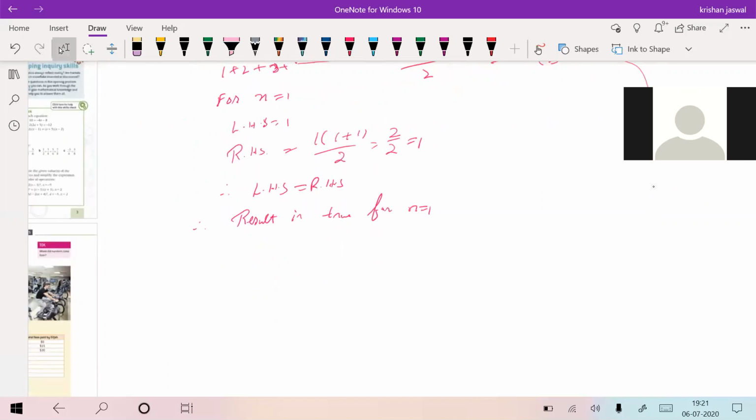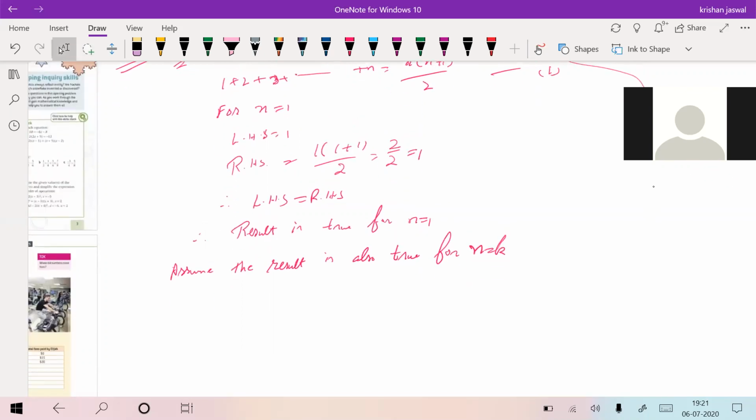Now we will suppose the result is also true for n equal to k. Assume the result is also true for n equal to k. If the result is true for n equal to k, then we can put n as k: 1 plus 2 plus 3 plus up to k is equal to k into k plus 1 over 2.